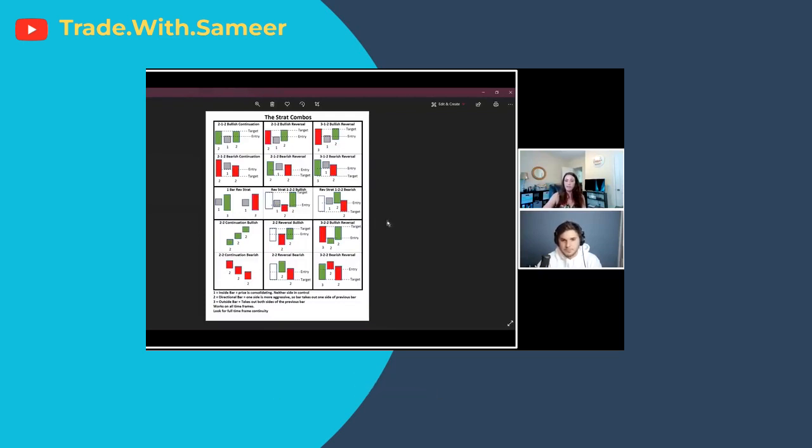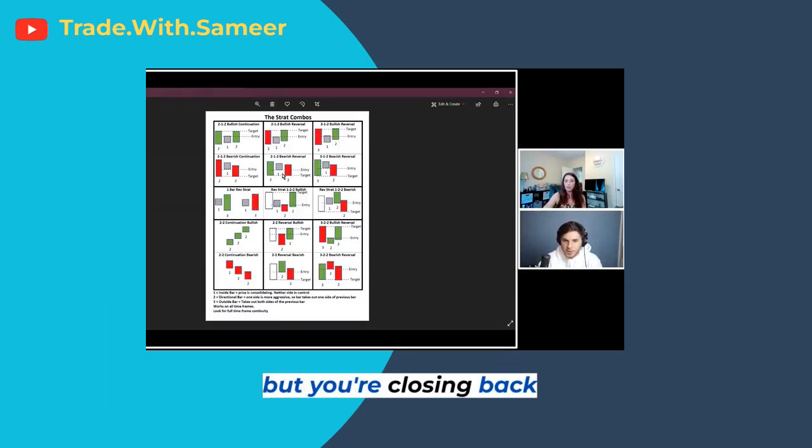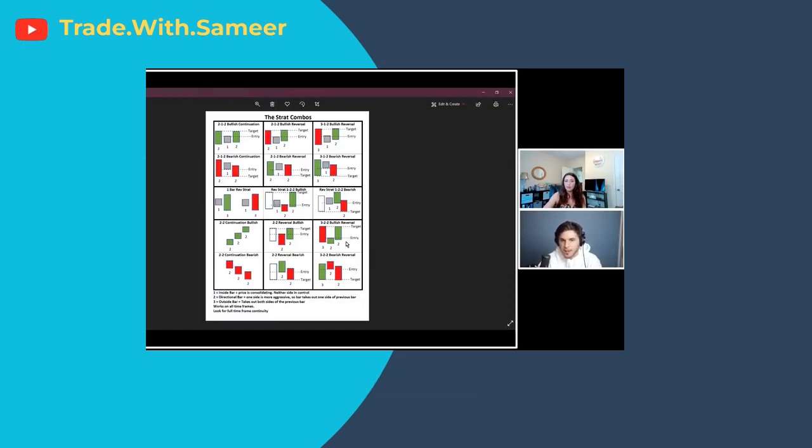Right. And what about a two bar that it's a two bar up, but it closes back within the previous bar's range? How do you interpret that? Because it's kind of a conflict. It's a two bar up, but you're closing back towards the previous bar.